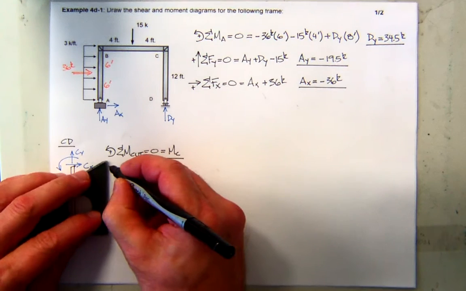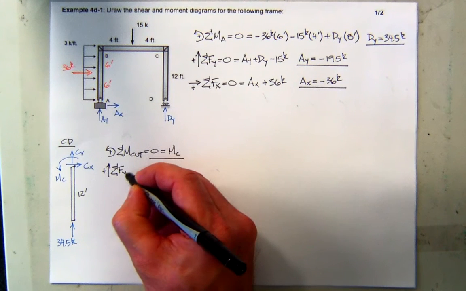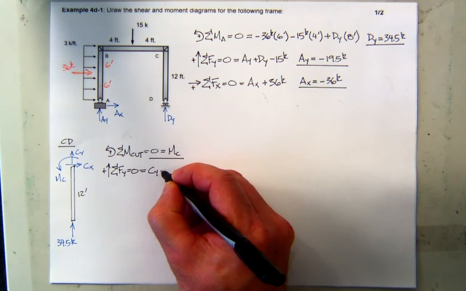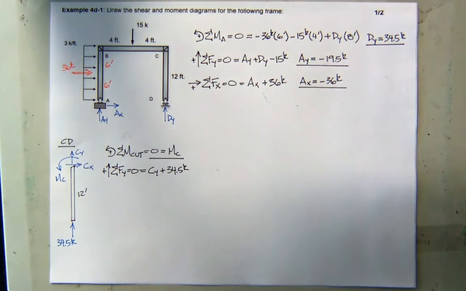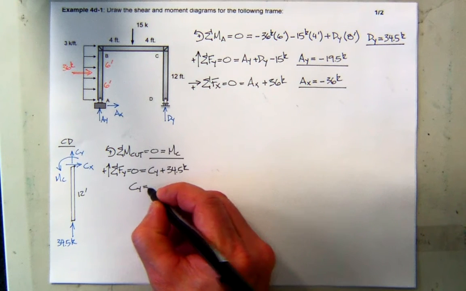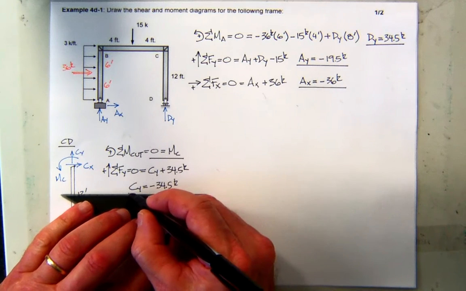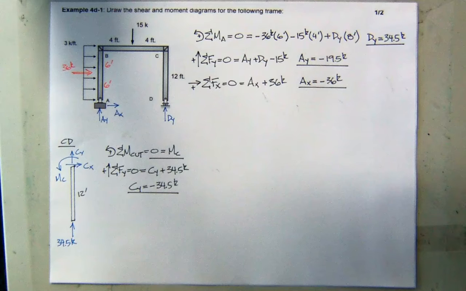So if we sum forces in the y direction, I've got CY acting up, and then I've got this 34.5 kip force acting also up. So it looks that CY is negative 34.5 kips. So we do know now that CD is in what? Tension or compression? Compression. Are we drawing compression force diagrams? Not at this time. So we really don't need it.